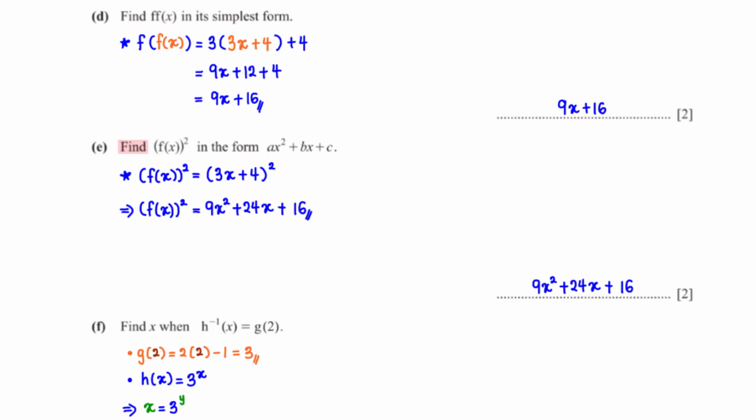Find f of x squared in the form ax squared plus bx plus c. F of x is 3x plus 4. So f of x squared is 3x plus 4 squared. When we expand the brackets, we get 9x squared plus 24x plus 16.